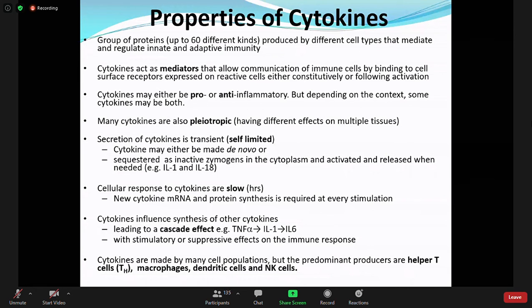Many cytokines are pleiotropic, which means that they have multifunctional roles. A cytokine like TGF-beta can have effects in the brain, it can have effects on bone remodeling, it has an important effect in wound healing, and so on. The secretion of cytokines is limited. There's a burst of cytokines, because if the production of the cytokine persists, it can lead to chronic inflammation.